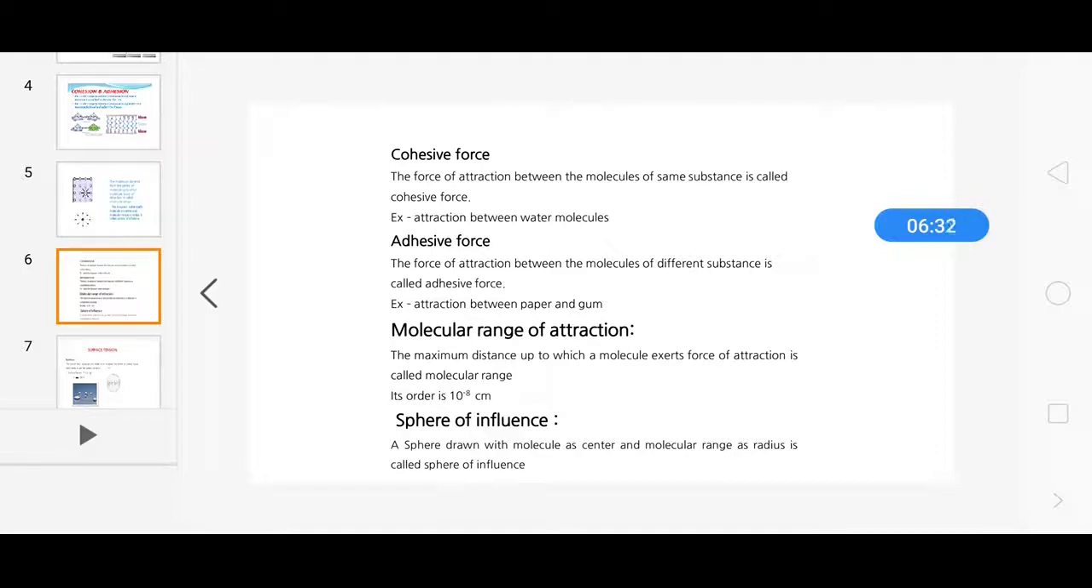And whereas adhesive forces means the force of attraction between the molecules of different substance, like the attraction force between the paper and the gum. If we stick the paper using the gum, then the attraction force between the paper and the gum is adhesive force.